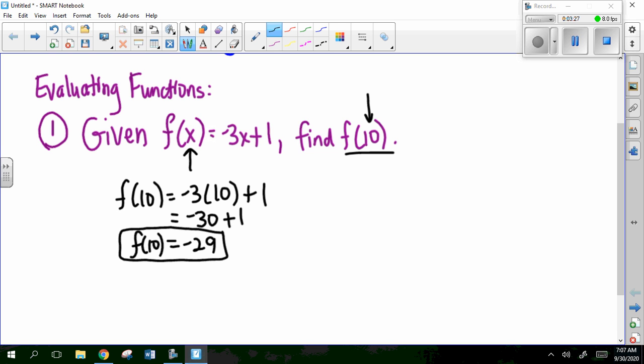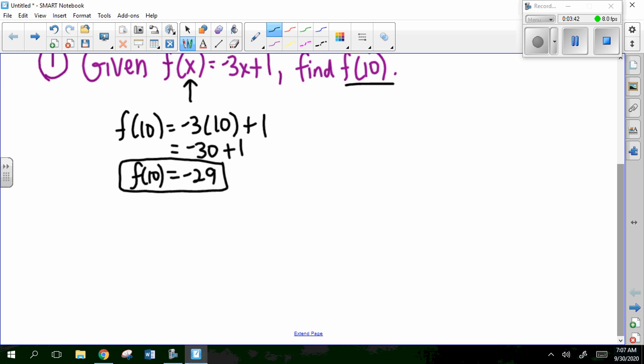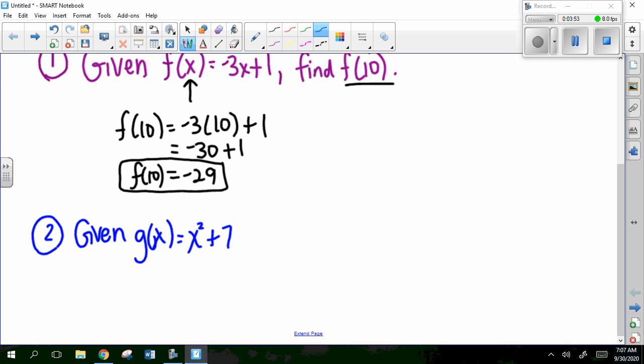All right, and so that's what I mean when I say evaluate a function. I'm going to give you a function, f of x, g of x, h of x, whatever, and I'm going to tell you to find something, and you're going to plug that number in for x. Okay, so let's do another one. All right, how about given g of x, I want to change up my notation a little bit, equals x squared plus 7, all right? How about we find g of 3, all right?